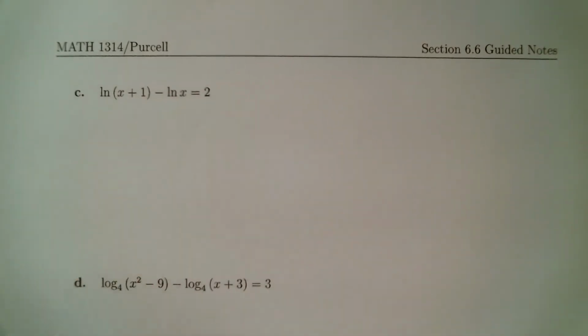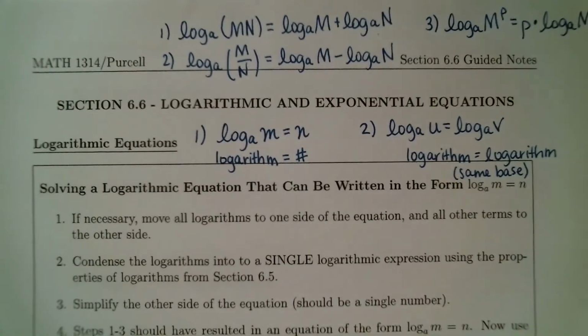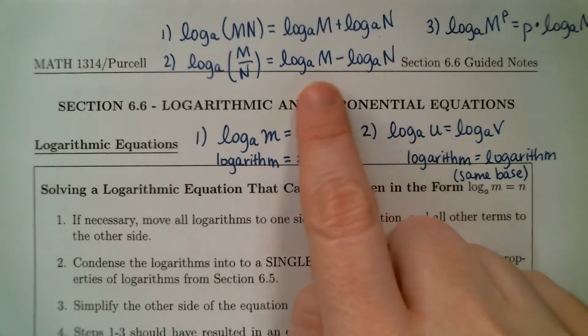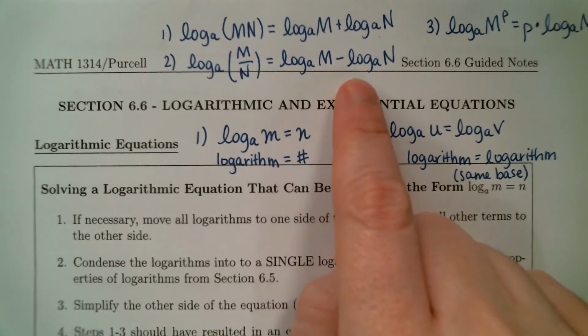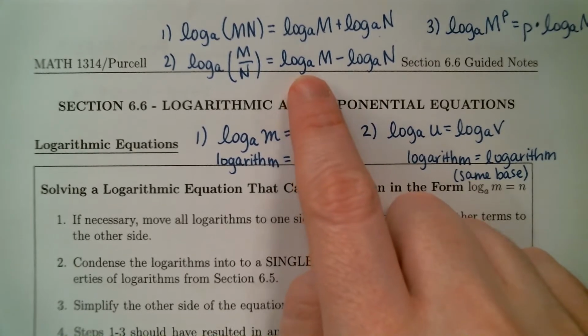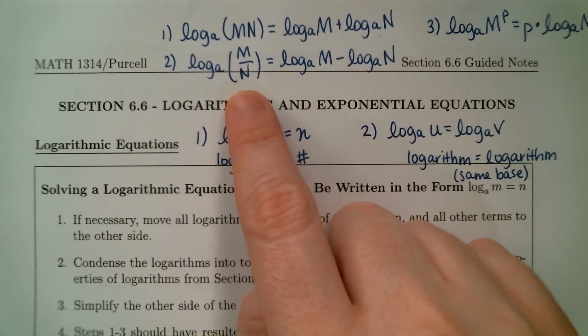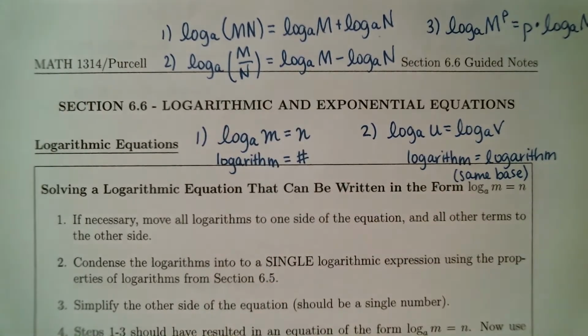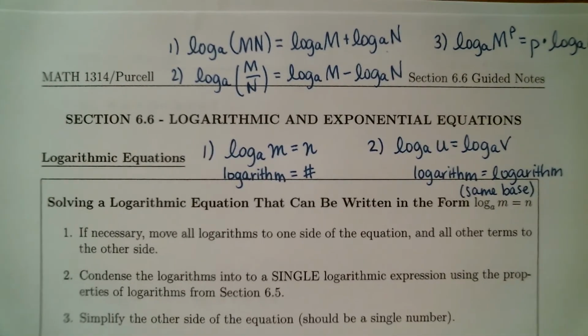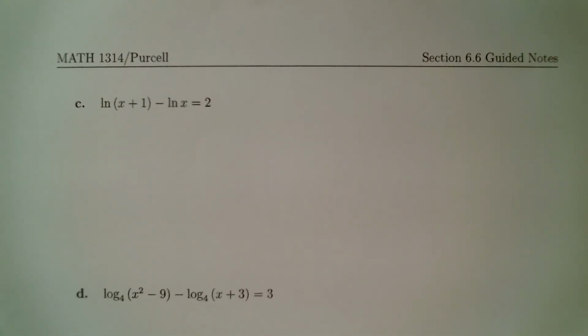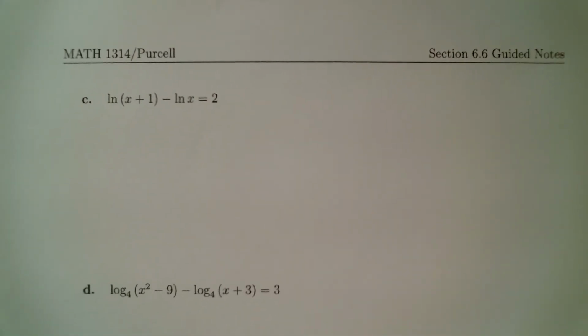So on the left side, you are subtracting two logarithms of the same base. They're both natural logarithms. And we know from section 6.5 that we can combine two logarithms of the same base if we are subtracting them. Property 2 tells us that subtraction turns into division. So we're going to use this property to combine the two logarithms on the left side of the equation into one logarithm. Let's go ahead and do that.